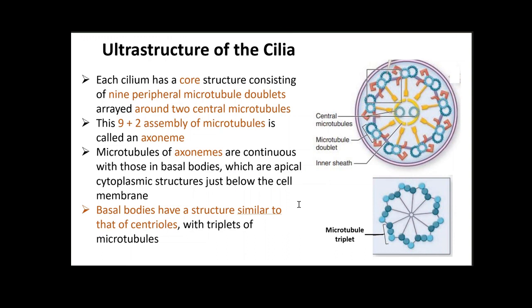So we have 9 doublets, 9 groups. Each group is 2 microtubules, each one a microtubule. So 9 by 2 is 18. And then we have 2 central ones. They call it the 9-2 assembly of microtubules. The whole structure is called the axoneme. So 2 microtubules come together, and then we have 9 at the periphery and 2 at the center.